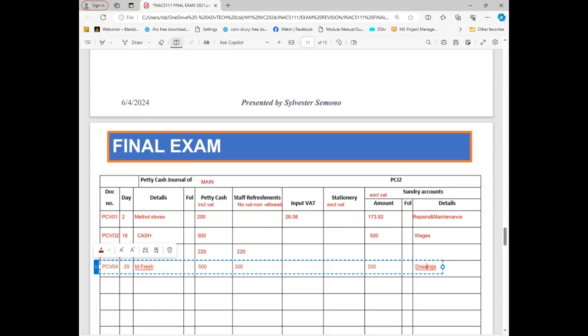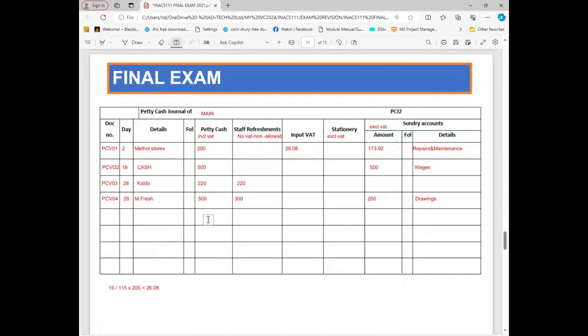Now we just write drawings. Just write drawings. Can you see now? Because drawings in the form of cash, you cannot calculate VAT. Write it down. Even the refreshments, like we said, are non-VATable. So it will be like this. Those were the only transactions, and thereafter, guys, you can add and total everything.